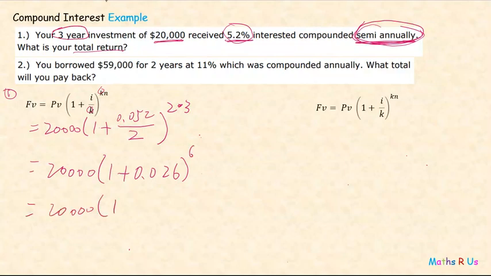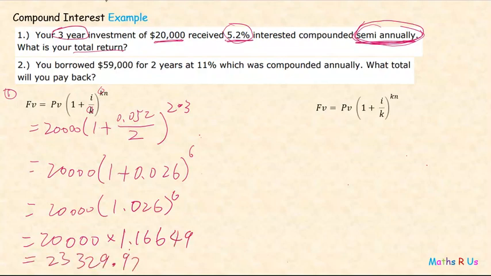20,000 times 1.026 to the power 6 equals 20,000 times 1.16649. In your calculator, that equals $23,329.97. That is the total amount you get after your 3 years of investment. Let's see question number 2.